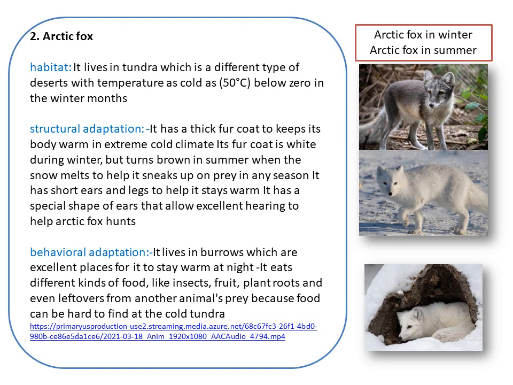And also it eats different kinds of food, like insects, fruits, plant roots, and even leftovers from another animal's prey, because food can be hard to find also in the cold tundra. So this also is the same behavior as the fennec fox, but for an opposite reason. So here in the tundra, it's too cold, and it's also too hard to find food. That's why they can eat different types of food.